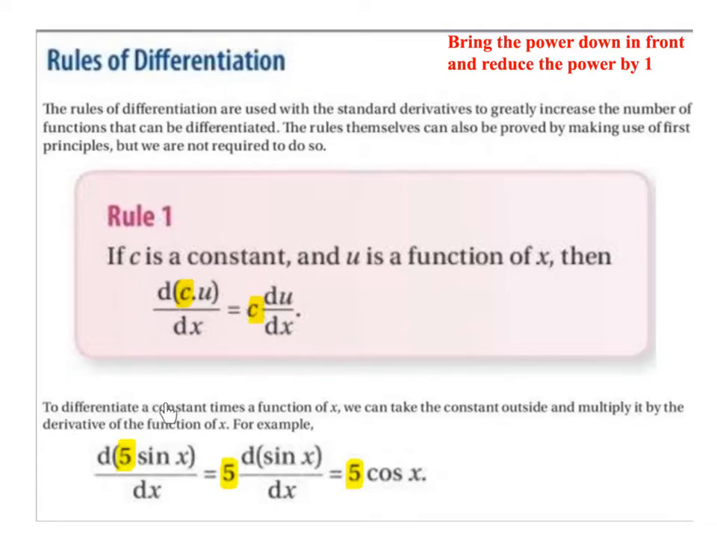So to differentiate a constant times a function of x, we can take the constant outside and multiply it by the derivative of the function of x. For example, d 5 sin x dx is equal to 5 d sin x dx, which is equal to 5 cos x, because the derivative of sin x is cos x.